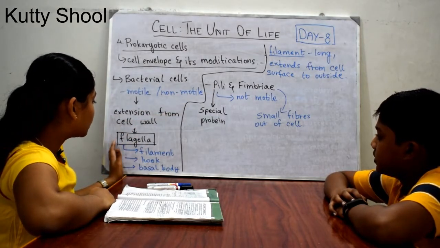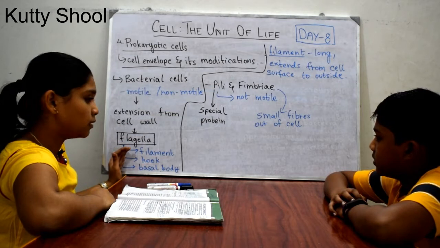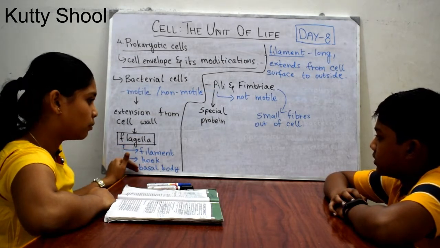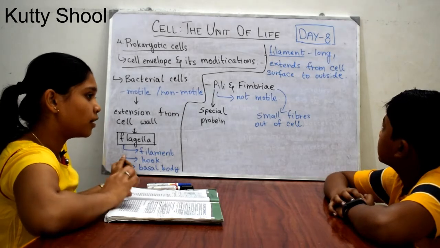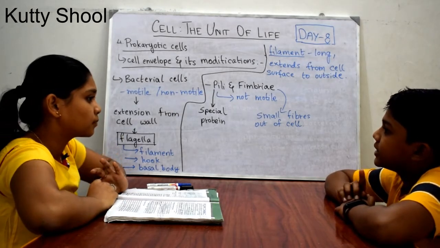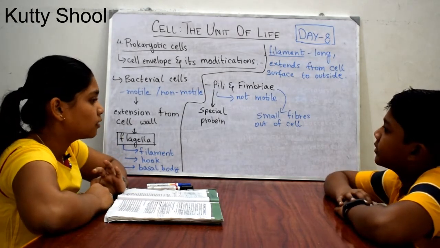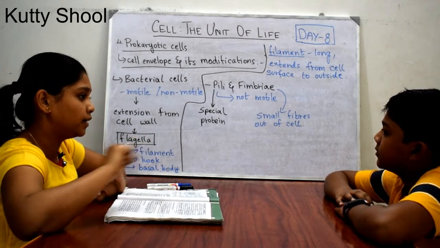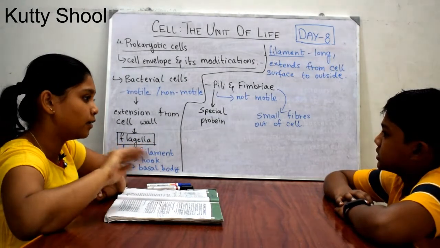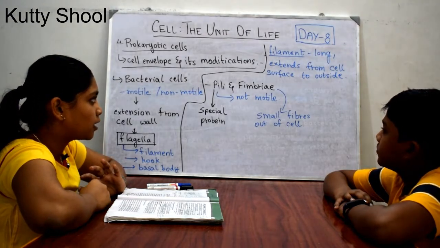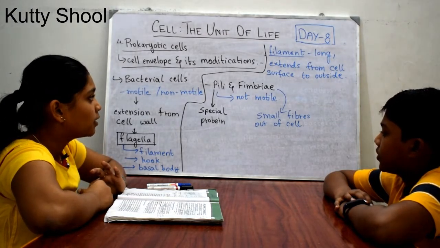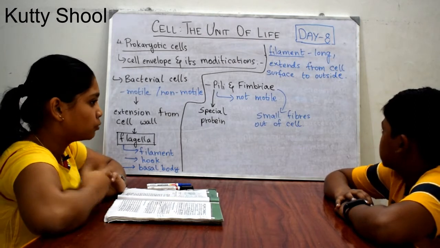If it has flagella, it has three parts: filament, hook and basal body. The filament is a long, tubular part, like a thread, not like a needle. It will not be straight, it will be waving. It is a long tubular part of the flagellum that extends from the cell surface to the outside.